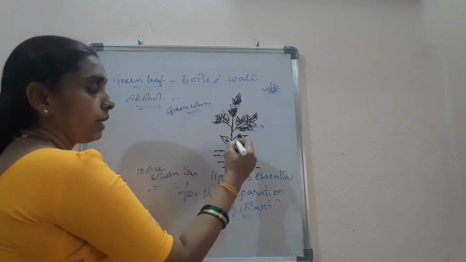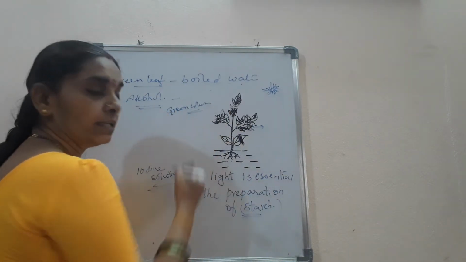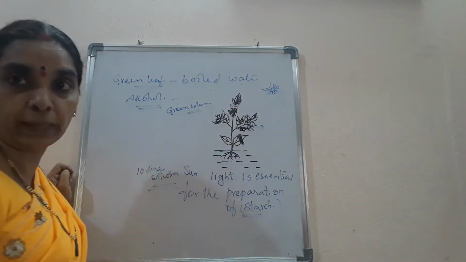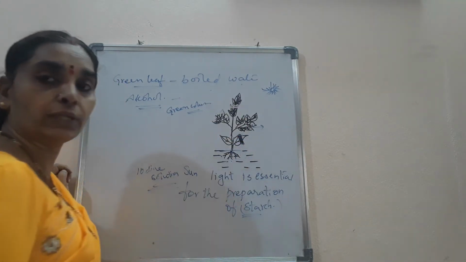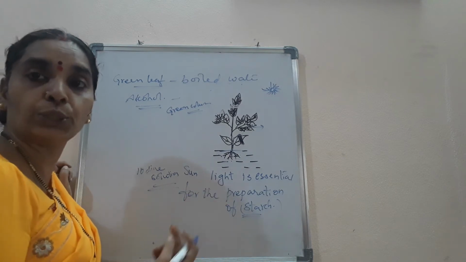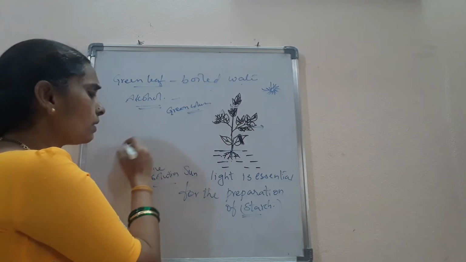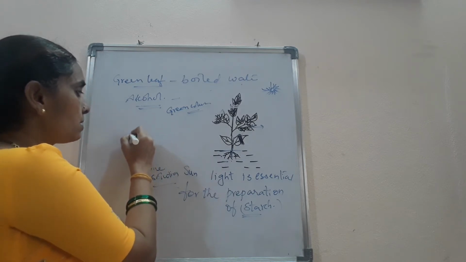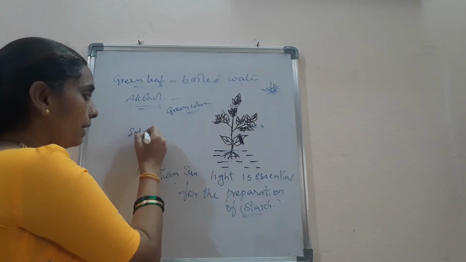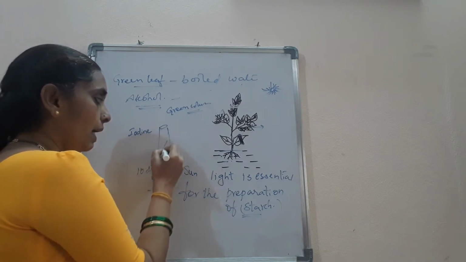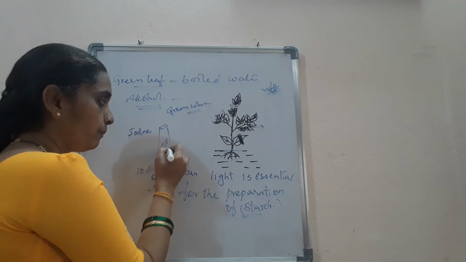Afterwards, what do you have to take? You have to take the leaf that is to be experimented on, the one covered with black paper. You have to pluck it 4 to 5 hours after exposure to the sunlight. You take it and test it with the iodine solution. When you test with iodine solution, you take a test tube and take the iodine solution in the test tube.